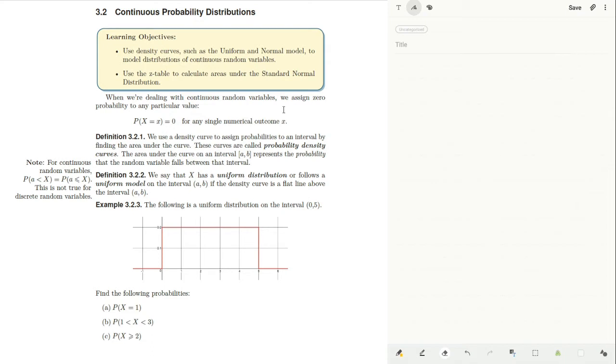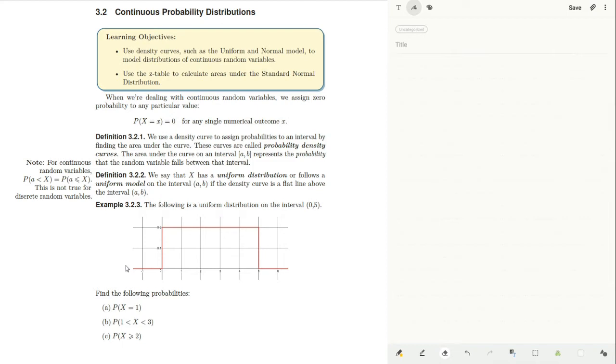Now these curves are called probability density curves, and the area under the curve on an interval from a to b represents the probability that the random variable will fall between that interval. Now one kind of probability distribution is called a uniform distribution on an interval from a to b if the density curve is a flat line above that interval. The following example shows a uniform distribution on the interval from 0 to 5. So what we see is that there is a flat line on the interval from 0 to 5, and then it is equal to 0 everywhere else.